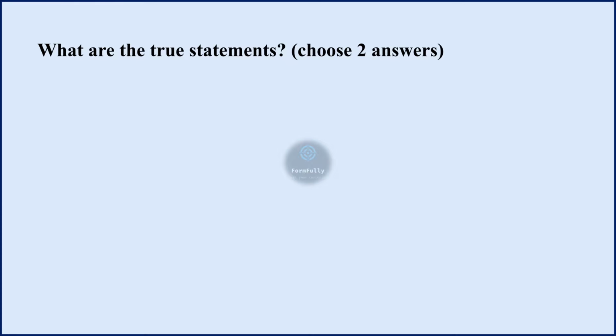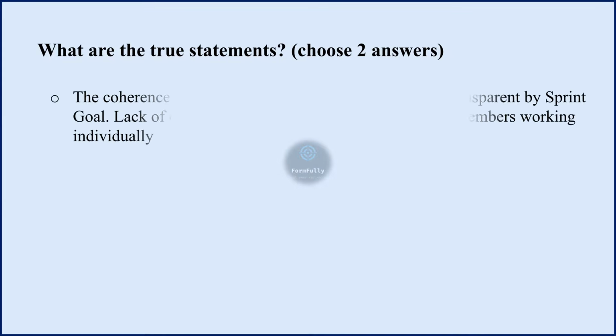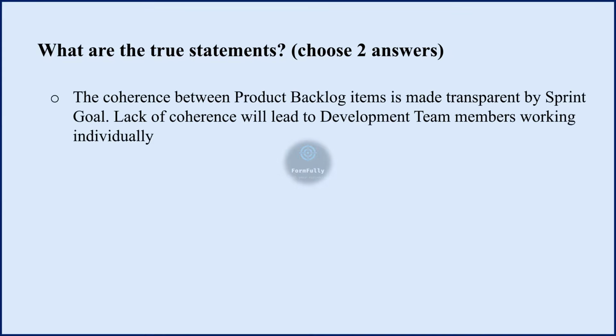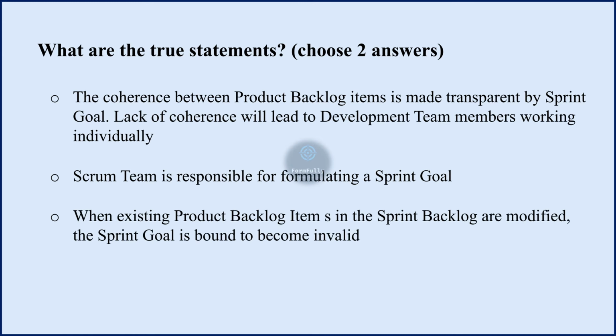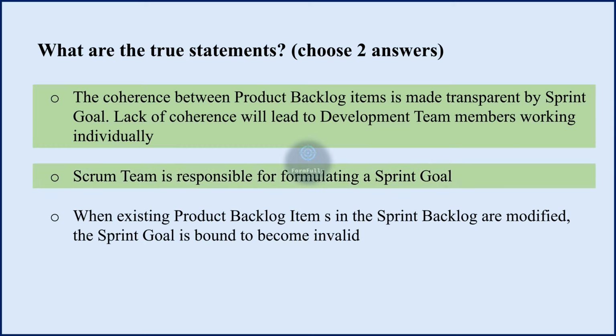Next question. What are the true statements? Options are: the coherence between product backlog items is made transparent by sprint goal. Lack of coherence will lead to development team members working individually. Scrum team is responsible for formulating a sprint goal. When existing product backlog items in the sprint backlog are modified, the sprint goal is bound to become invalid. And the correct statements are the first statement and second statement.